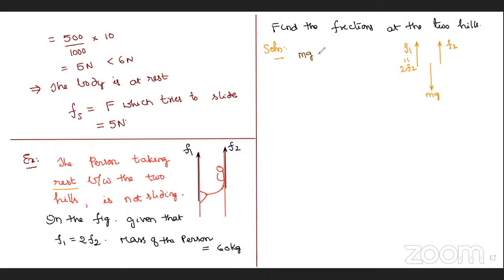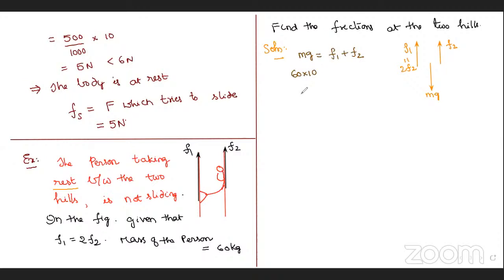Okay. This is mg, and here, maybe correct, Nana. You are right, I think. Equals to total upward force, F1 plus F2. Upward force. Downward is mg. So I think now you can get the answer very easily.